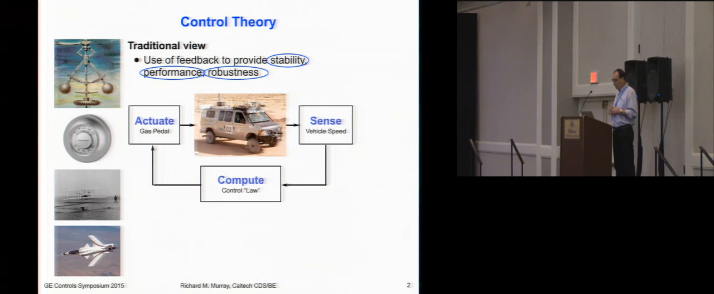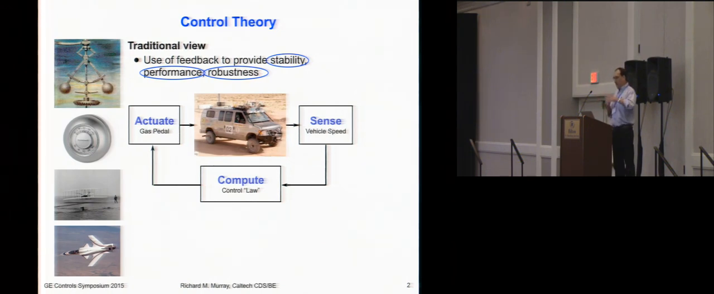So the combination of stability, performance, and robustness is what control theory grew up doing in some sense. And for the first 50 years or so of the field, so it's a field that's probably about 75 years old now, that was really what it focused on, and very much at the level of continuous time systems. So control theory grew up in the Cold War. It was what we used to make sure that missiles landed where they were supposed to land, right? So these were all continuous systems.